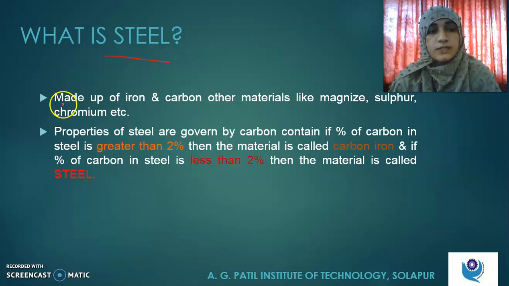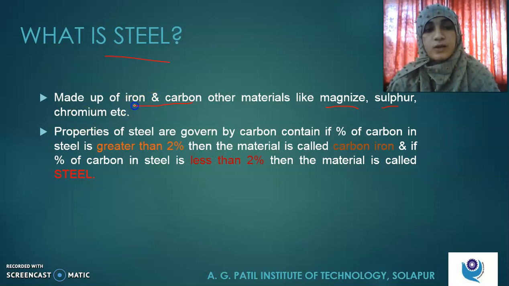Steel means a material which is made up of iron and carbon. Other materials like manganese, sulfur and chromium are also present, but carbon and iron are the important, or main, materials in steel. The properties of steel are governed by carbon content. If the percentage of carbon in steel is greater than 2%, then the material is called cast iron. And if the percentage of carbon is less than 2%, then the material is called steel.